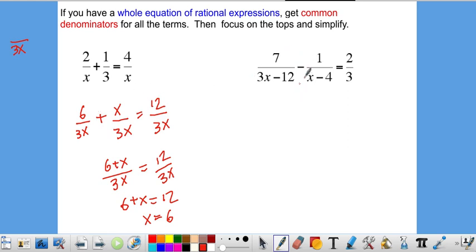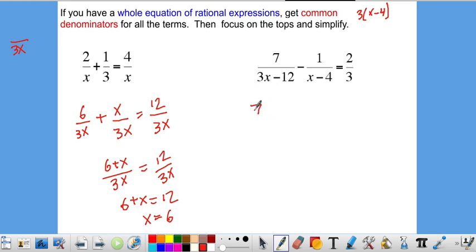If you want to pause the video and try this one out, our goal is to get common denominators and then solve. So we're going to walk through that right now. If we were to factor out 3x minus 12, that'd be 3 times x minus 4. So you can see our least common multiple of 3x minus 4 and 3x minus 12 is indeed 3x minus 12, or you could rewrite it as 3 times x minus 4, which I'm going to elect to do.